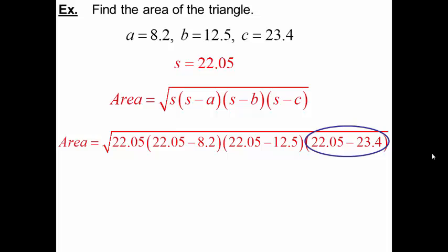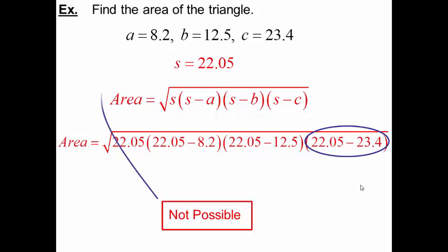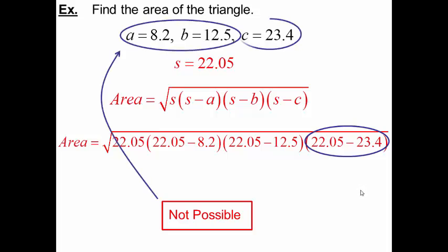Negative under a root means imaginary. That makes no sense when I'm asking for the area of a triangle. Area of a triangle cannot be imaginary, so we simply say not possible. Now, of course, we could have avoided all this had we remembered the rule: the two smaller sides have to add to be bigger than the larger side. And in this case, it does not pass that test, and therefore this triangle didn't exist.